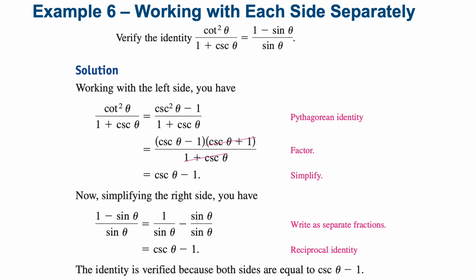Now from here, there are two things we could do. We could have written it as 1 over sine minus 1, and then done a common denominator, and you would get the identity. You just really needed one more step. But you could also go by the right-hand side and say, okay, 1 minus sine theta over sine of theta is equal to 1 over sine minus sine of theta over sine of theta, and that simplifies to cosecant theta minus 1. So this is one way to do it, but you could have also just gone straight through. But yeah, it's verified because both sides are equal to cosecant theta minus 1.